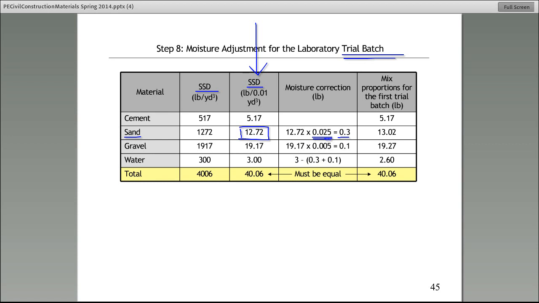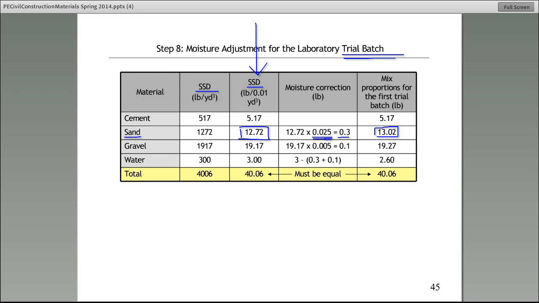Pay attention to what I'm doing. I'm adding the correction factor to 12.72, so the actual amount that I need to mix is 13.02. Now, you may ask, why did I add it? Well, I will explain, and we don't have a whole lot of time for me to repeat it, so I'll just explain this once.